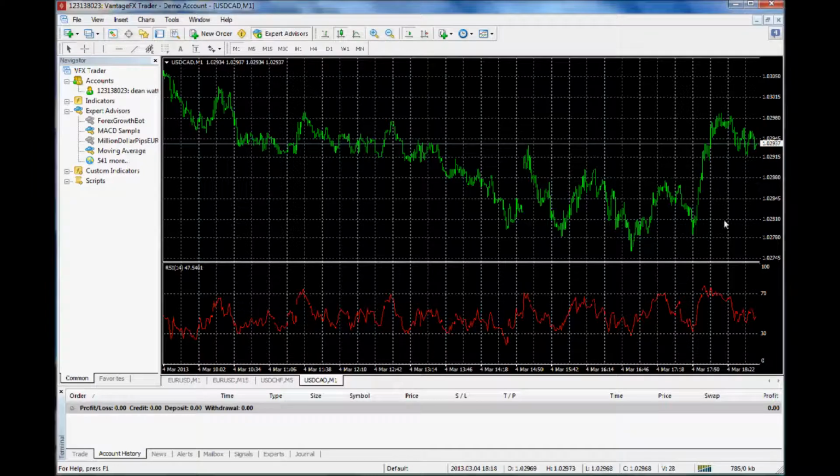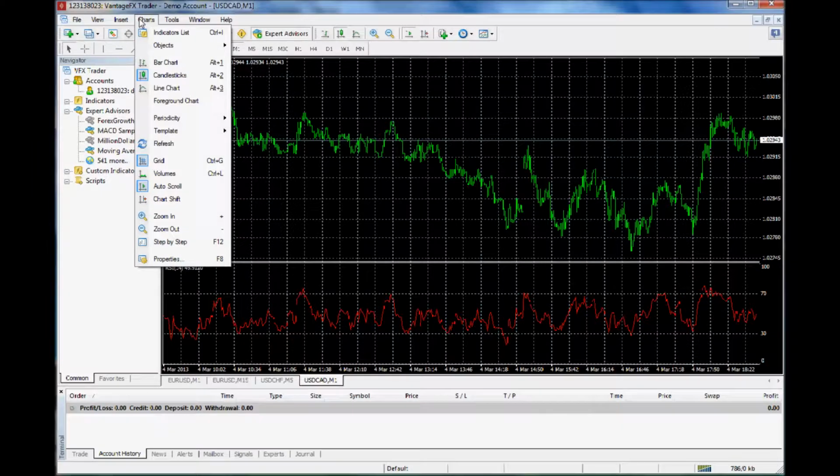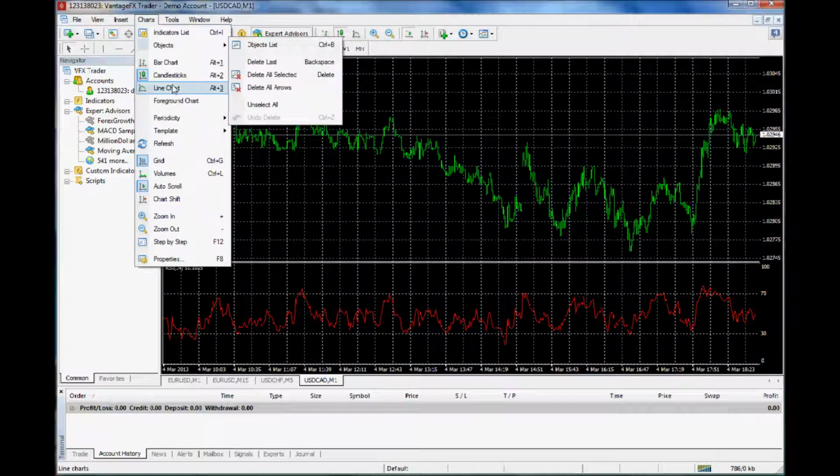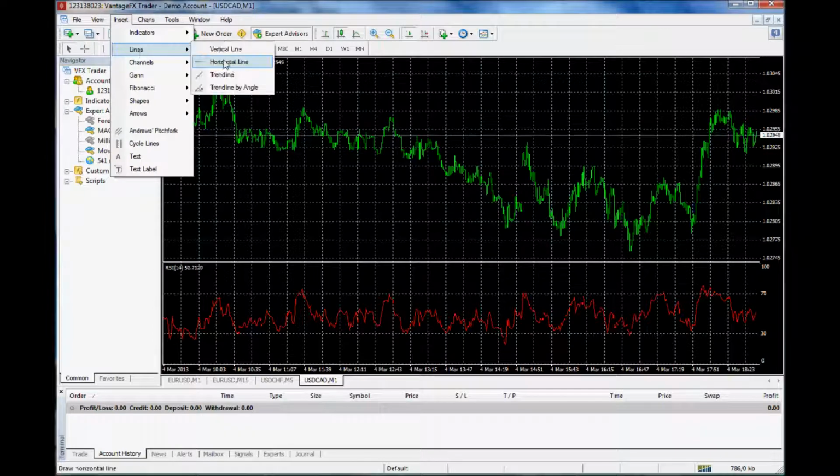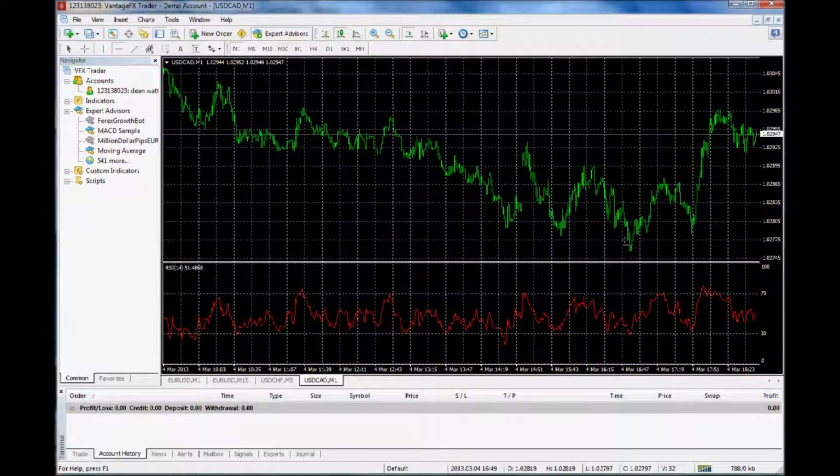So if, for example, we thought that this was going to be a support and resistance line, let me just draw that in for you. Right, I want a horizontal line. So say, for example, we thought that was going to be the support and resistance line.